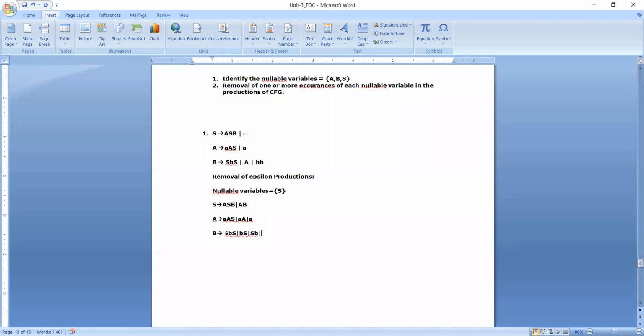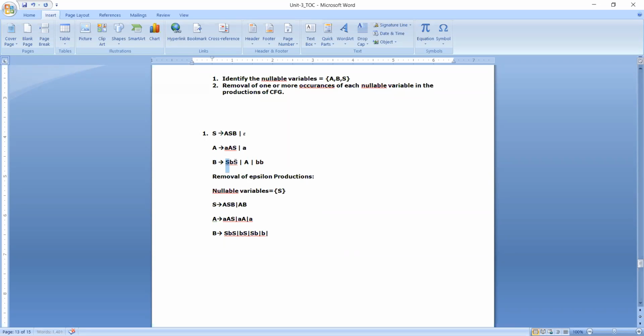Now I am slowly removing one occurrence at a time. Now I am going to remove both the occurrences of capital S in this production. That is, we remove the left hand side S, this part, and at the same time we remove this right hand side S also. When you remove both the S on the left hand side and right hand side, the part which will remain will be terminal small p.